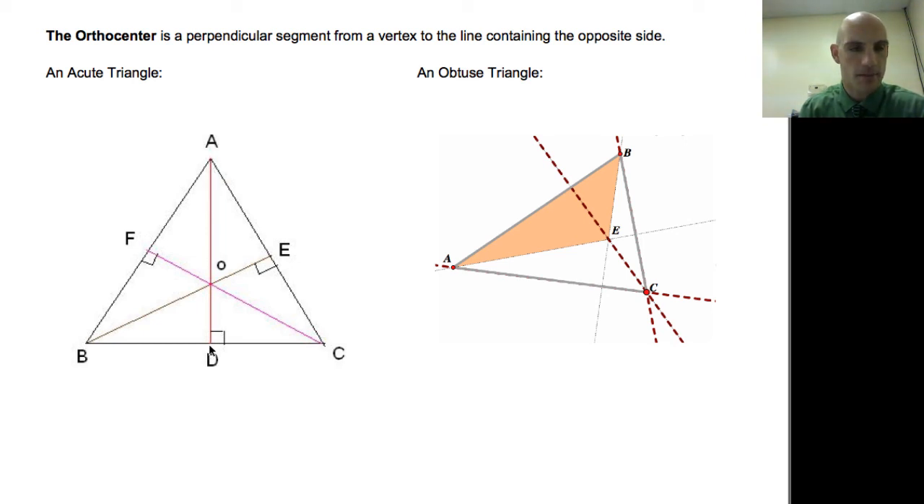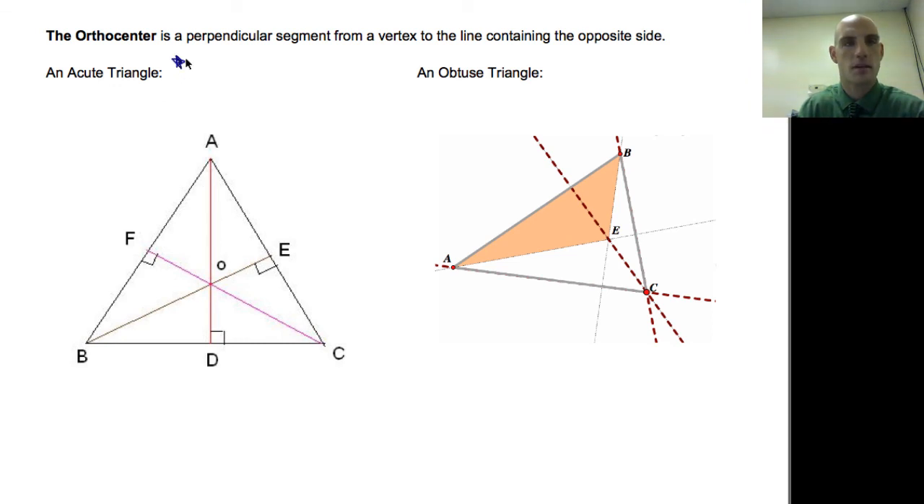A to D is a perpendicular line. Not necessarily a bisector. Could be, not necessarily. And BE is a perpendicular line, not necessarily a bisector. And CF is also perpendicular, not necessarily a bisector. Where they intersect is the orthocenter. This is inside an acute triangle.